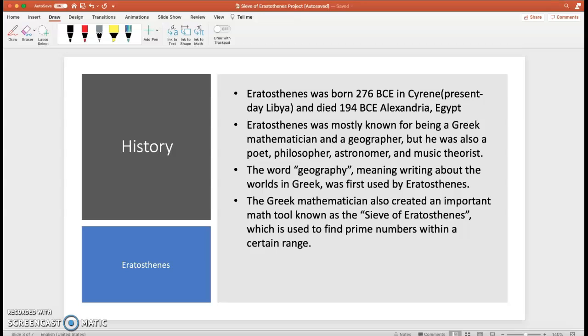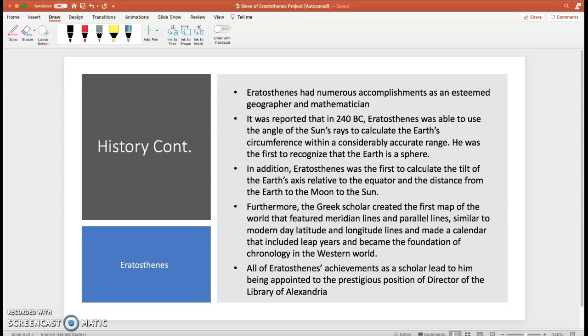The Greek mathematician also created an important math tool known as the Sieve of Eratosthenes, today's topic, which is used to find prime numbers within a certain range. He had numerous accomplishments as an esteemed geographer and mathematician.